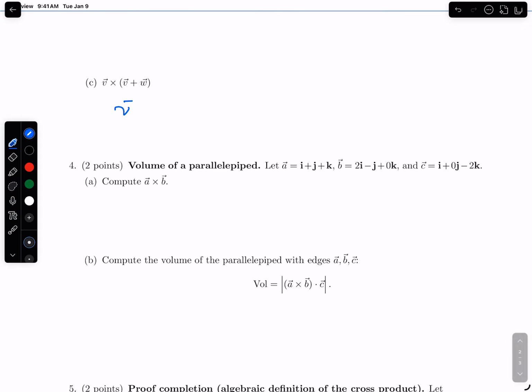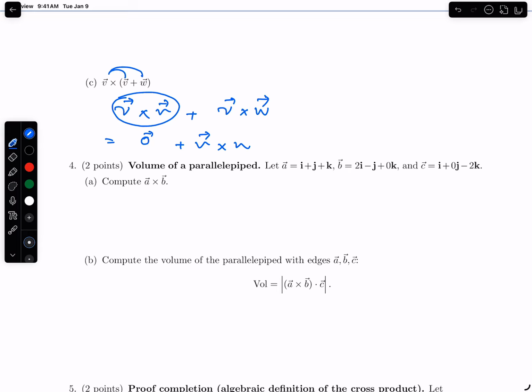And this one is we can write V cross V. Like we can take the cross product with the first one, then the second one, V cross W. Now we know that the cross product of a vector with itself is always a 0 vector. V cross W. So we get only V cross W. This is the answer.